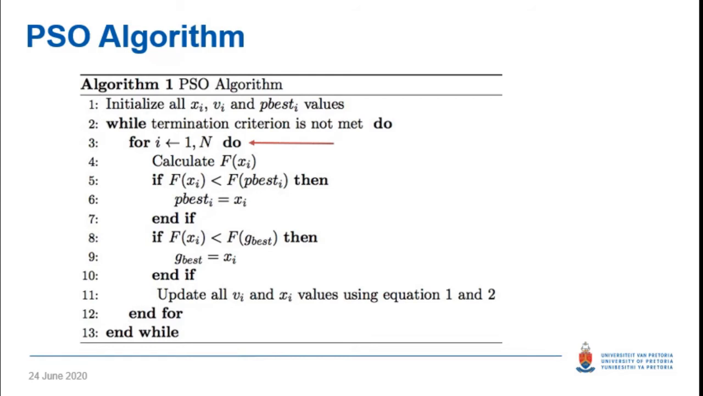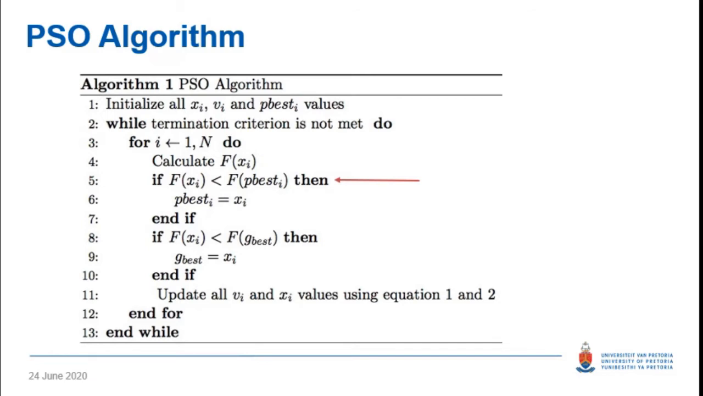And on each iteration of this loop, we're going to actually calculate the fitness, and then we're going to look at updating both the pbest i value, also the gbest value, and then also updating the velocity and the position of each particle. So the first step of the loop is calculating the fitness of the particle at the position it's currently in, which is xi.